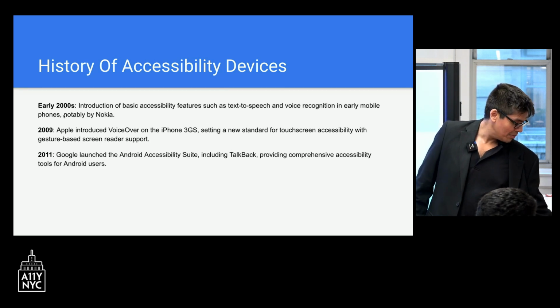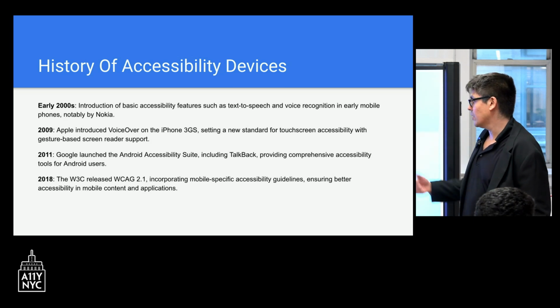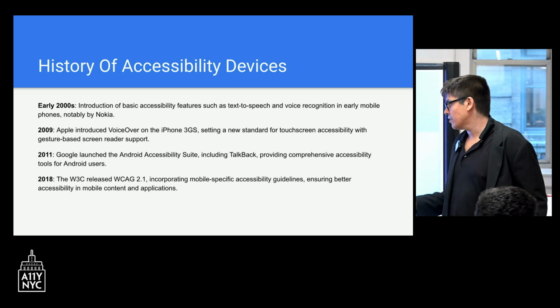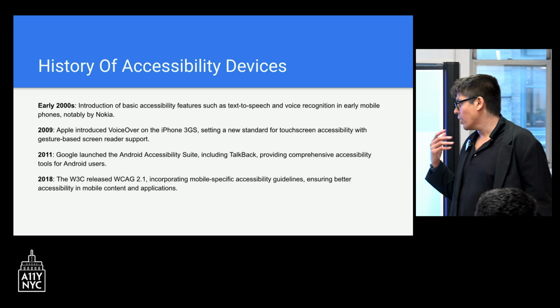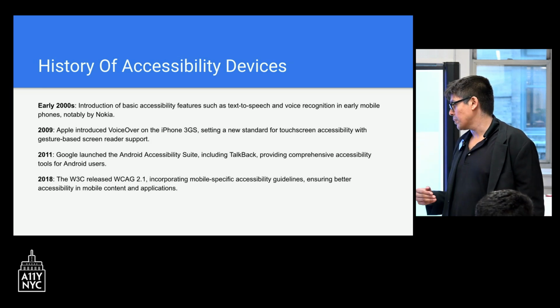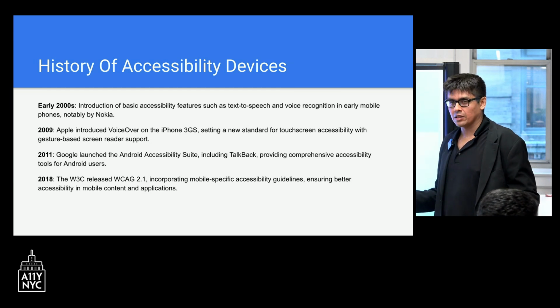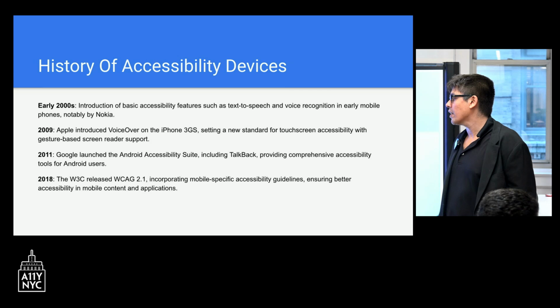Then, moving forward, the W3C released the WCAG 2.1 standard, which incorporated mobile-specific accessibility guidelines. This was important because accessibility guidelines had mostly focused on web beforehand.